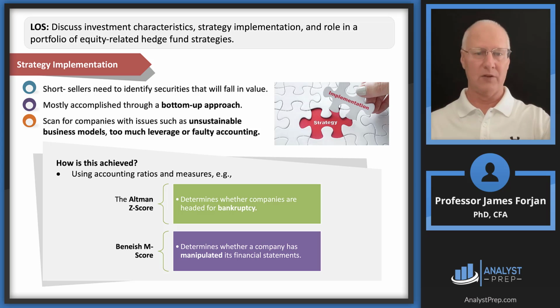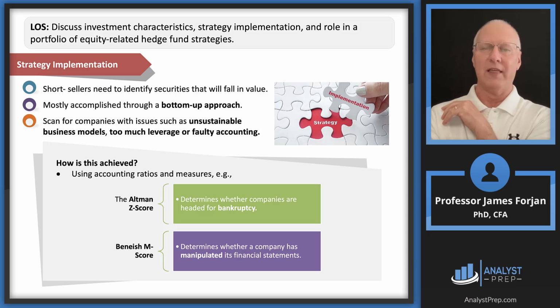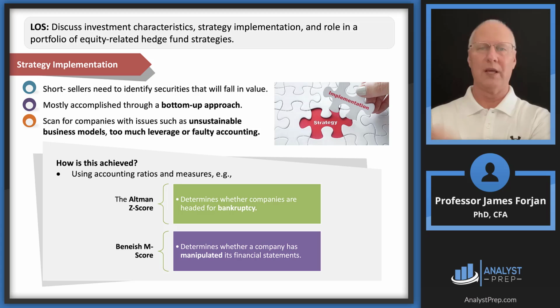Well, let's look at the Z-score and let's look at the M-score. That's probably the limit of the questions on the exam. So remember, a Z-score is bankruptcy, the M-score is manipulation of financial statements. And by the way, I think the rule of thumb is that if the M-score is less than a minus 1.78, then we're perfectly fine.